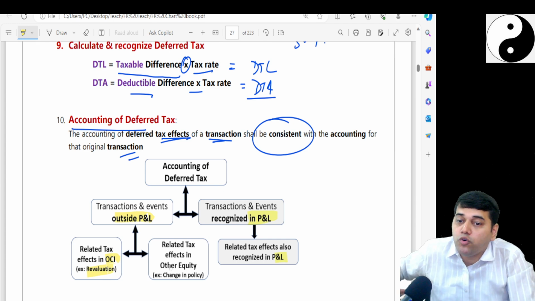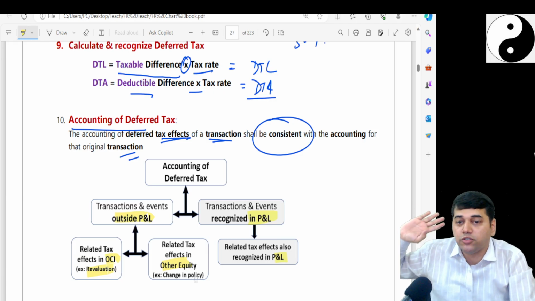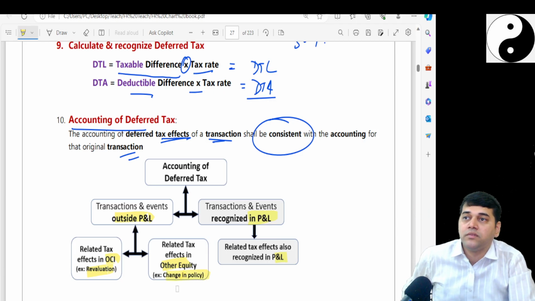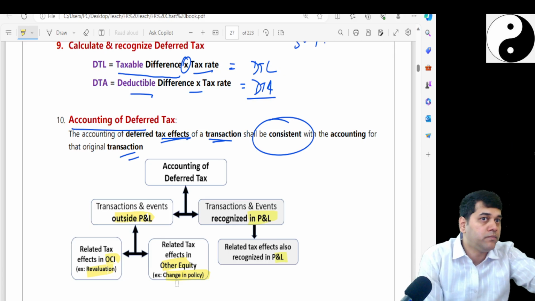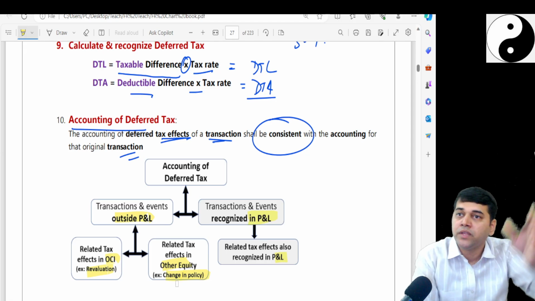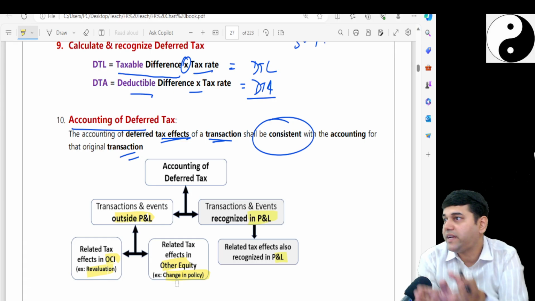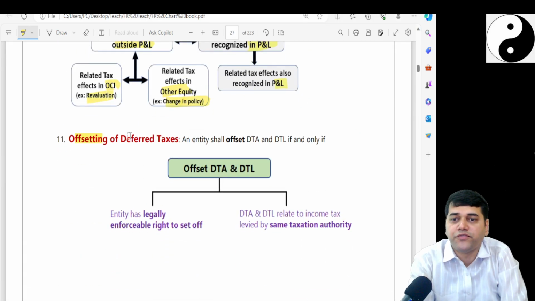And something which you go into the other equity, straight away in the balance sheet only, take it to the balance sheet only. So deferred tax always comes on the balance sheet item. Now that balance sheet effect will go into the P&L, take to the P&L, OCI, take to OCI, or take to the balance sheet.